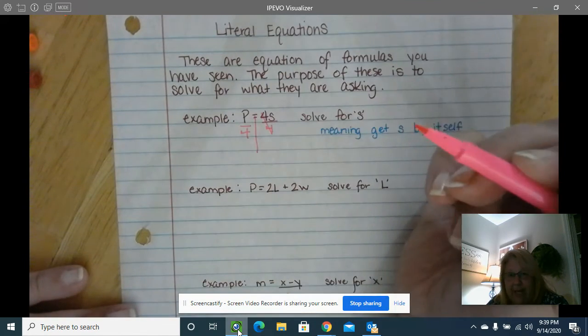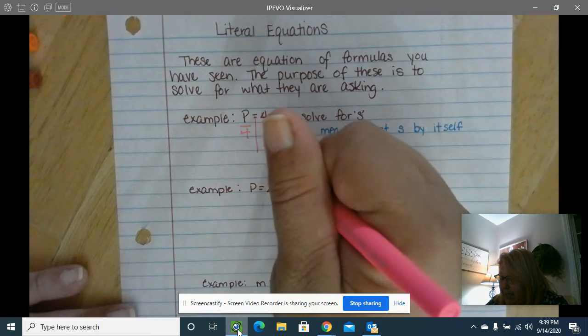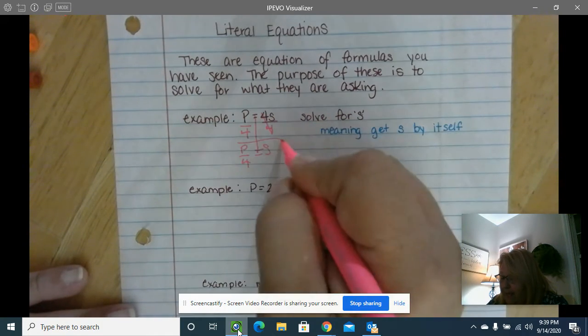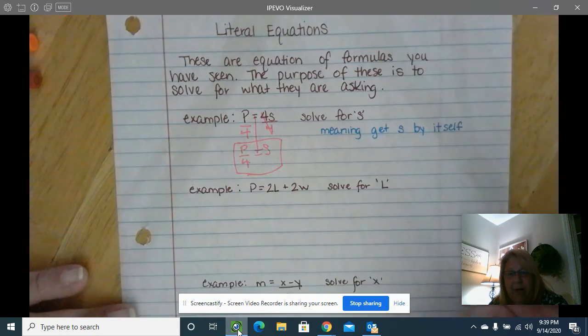Okay, and that will cross out. So then S is going to equal P over 4. And that is actually going to be our answer.